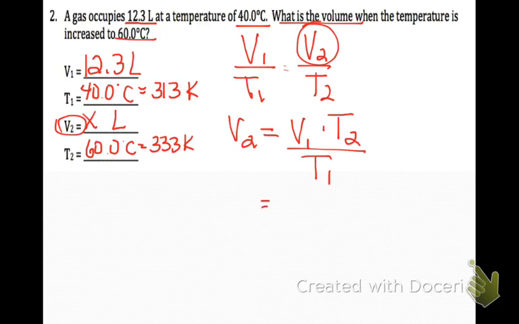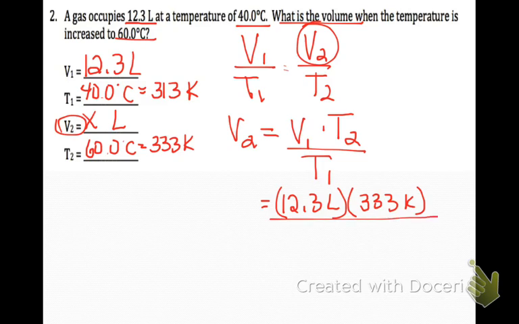Let's plug in our values. So we have 12.3 liters times T2, which is 333 Kelvin, all over T1, which is 313 Kelvin. Let's cancel out any units. In this case, I can cancel out Kelvin. That's good because I want liters at the end for my volume. And plug this into your calculator.